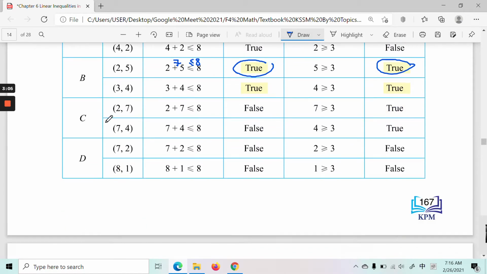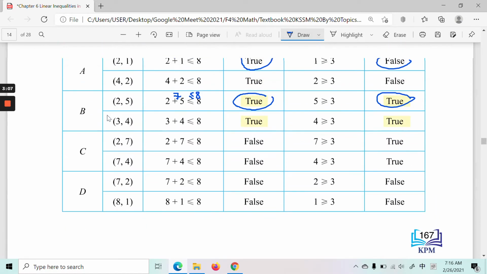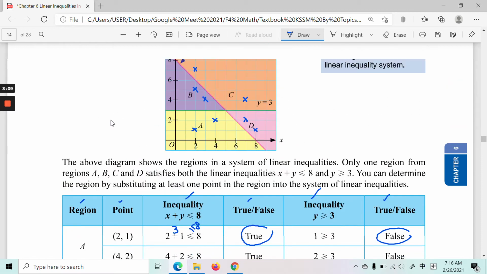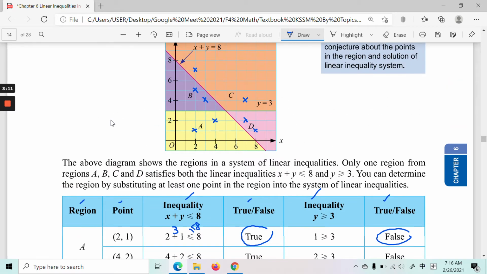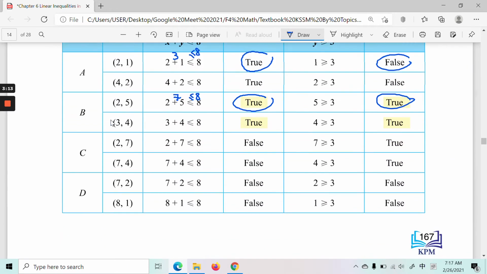Next, just continue. Region C. Region C is also the same. Simply choose any point. For this example, they choose these 2 points. Just substitute like just now. 2 plus 7 is 9. 9 is less than or equal to add. So this one is false because 9 is bigger, right? So it's wrong already. And then for this one, 7 is greater than 3. So this one is true.